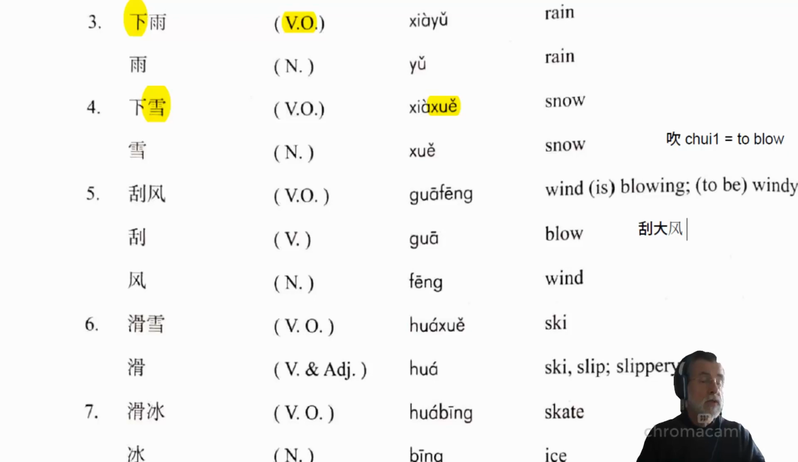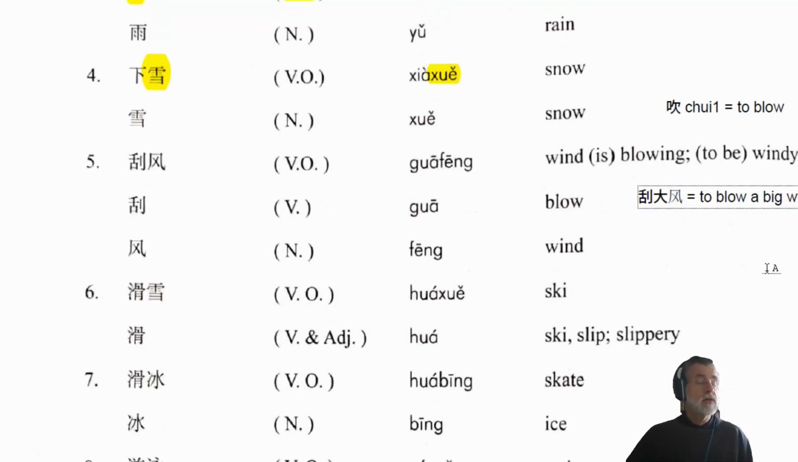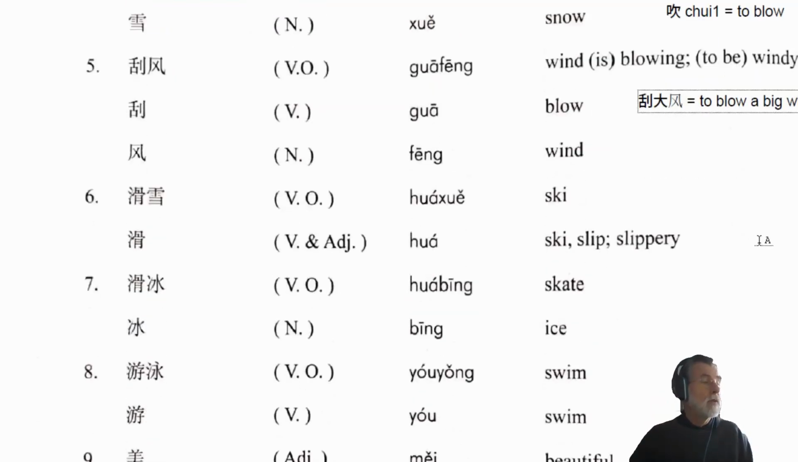Just wait for it to catch up. And that's literally, you know, to blow big wind. And what we mean by that is it's blowing a strong wind. Sometimes we might say blowing a gale in English. Okay, so the expression for strong wind in Chinese is 大风. So 刮大风, and you can see how we split the characters there to be able to say that.